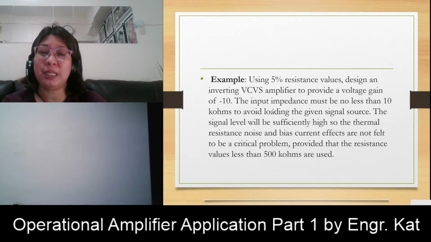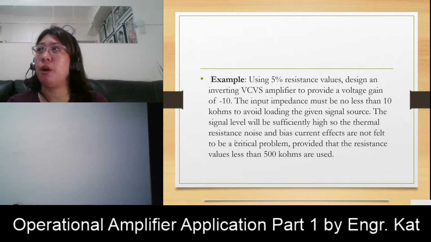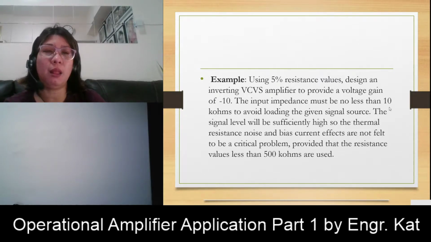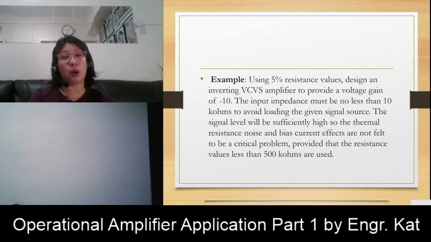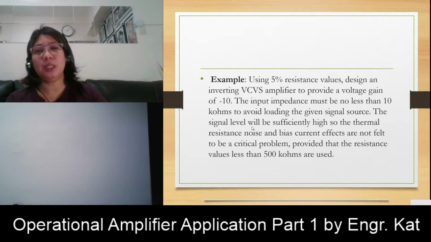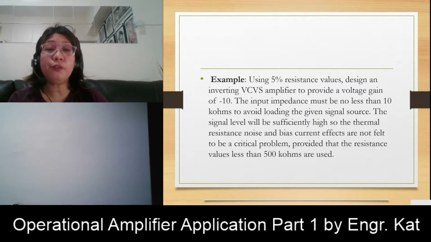Using 5% resistance values, design an inverting VCVS, a voltage controlled voltage source amplifier, to provide a voltage gain of -10. So we want a voltage gain of -10. What are some other considerations? It says here that the input impedance must be no less than 10 kilo ohms, so our minimum requirement is 10 kilo ohms, to avoid loading the given signal source. The signal level will be sufficiently high that thermal resistance noise and bias current effects are not felt to be a critical problem, provided that resistance values less than 500 kilo ohms are used.